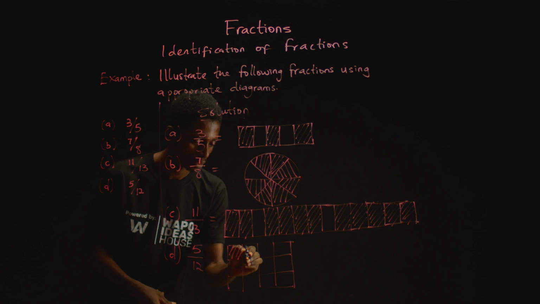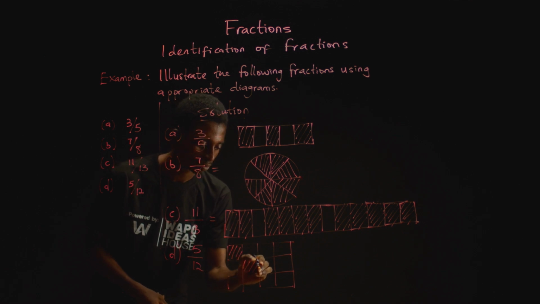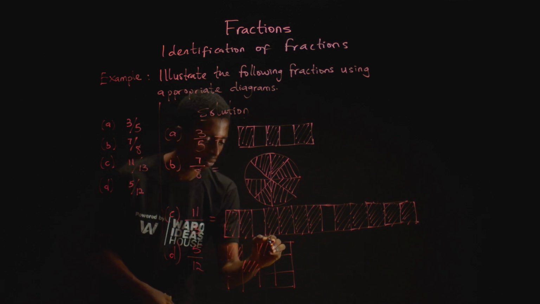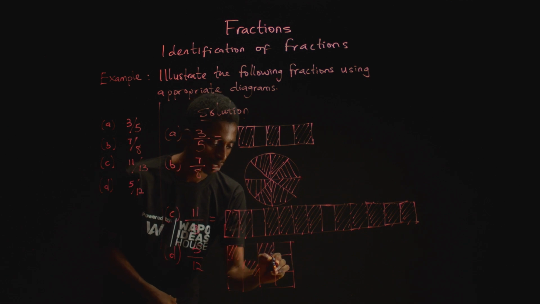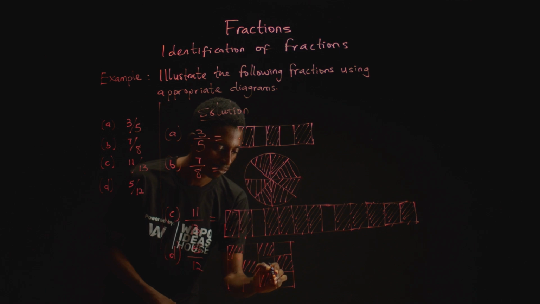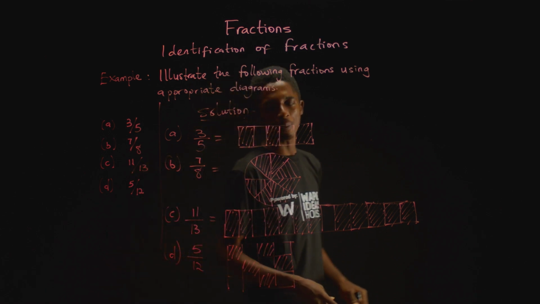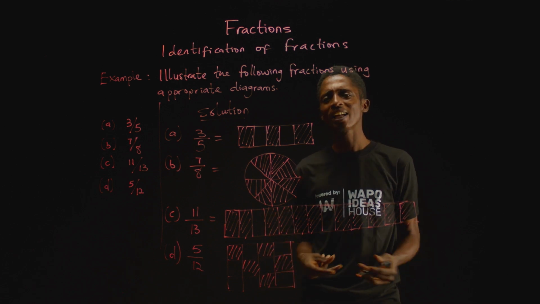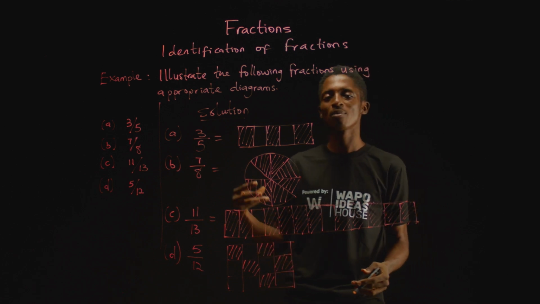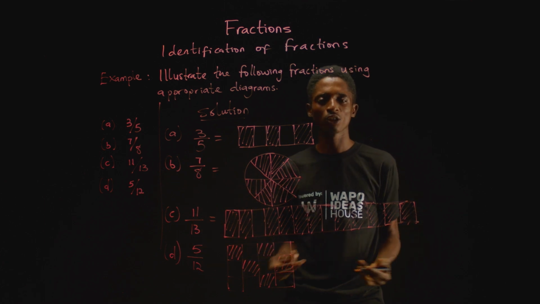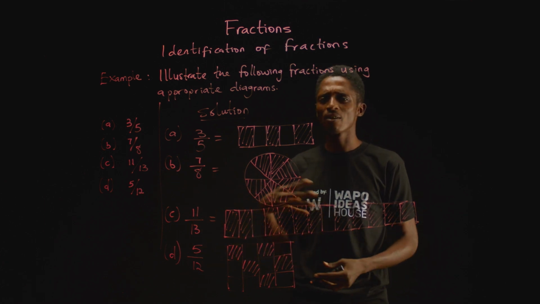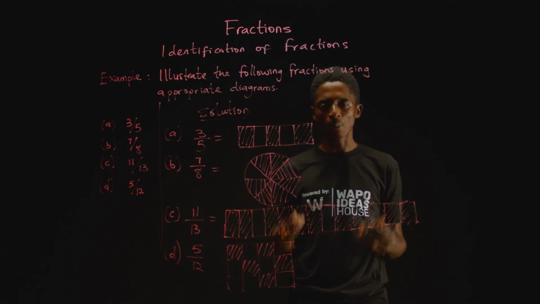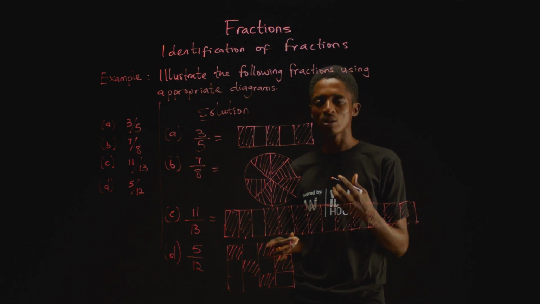1, 2, 3, 4, and 5. This therefore represents 5 over 12. Draw any shape also and use them to represent any given fraction you like. That is, you could write any fraction and then represent them or illustrate them using a shape.